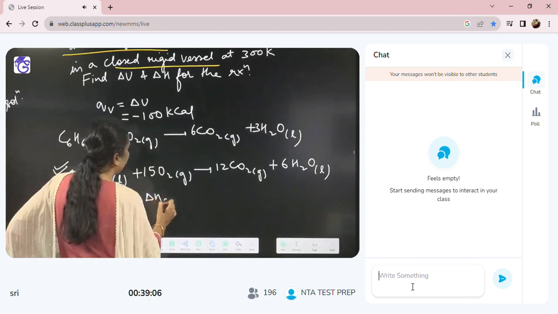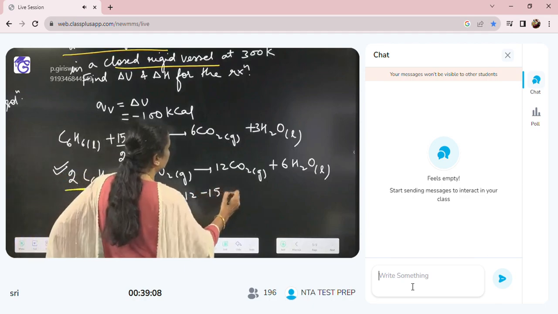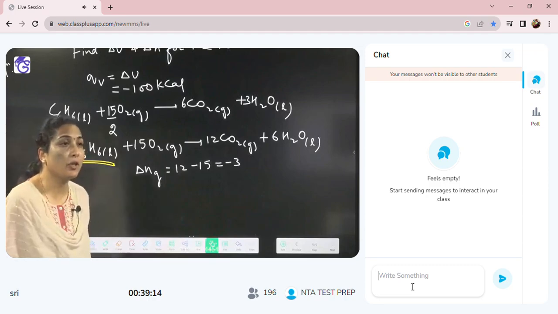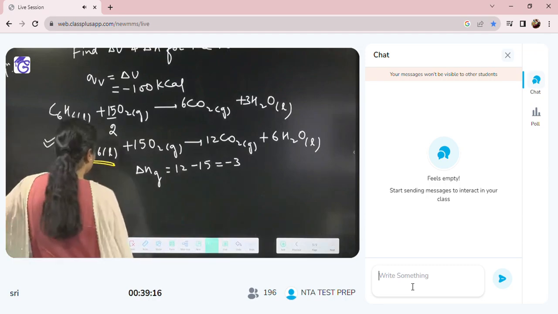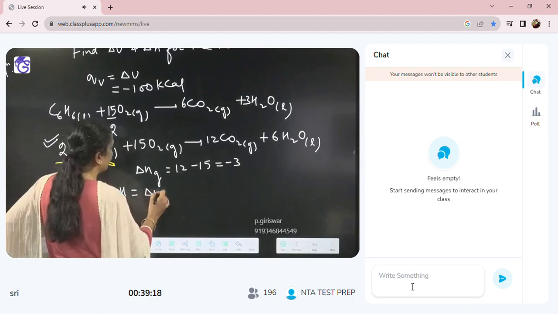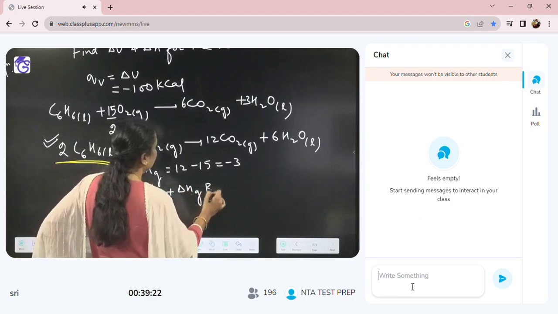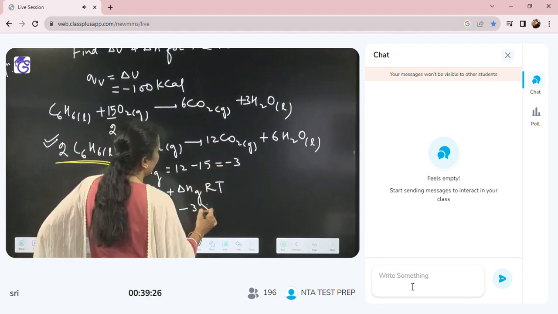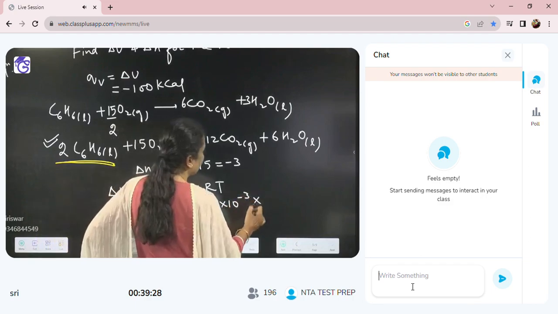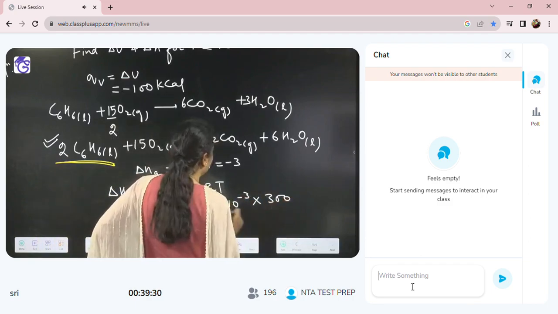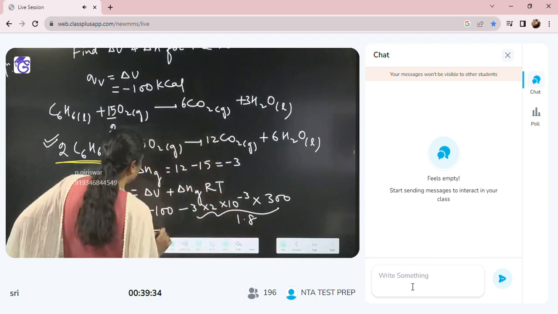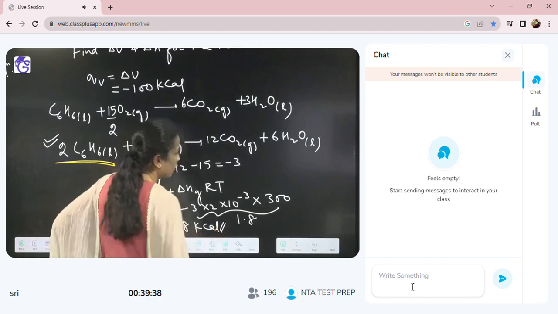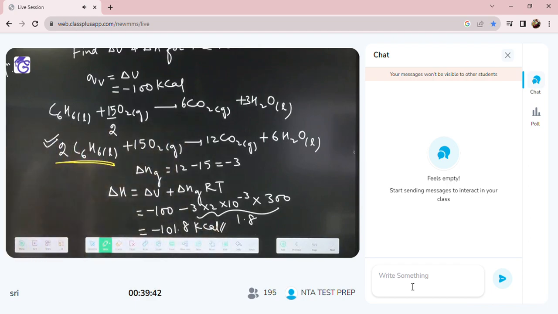So from here you find out delta Ng: 12 minus 15, which is minus 3. Otherwise some of you might have got the answer as minus 100.9 also, which is wrong. So you go for delta H is equal to delta U plus delta NgRT. Delta U is given, which is minus 100. This one is minus 3 for kilocalorie, 2 into 10 raised to the power of minus 3. And you are having here 300 Kelvin, which gives you, this one is 1.8. So ultimately you will end up with minus 101.8 kilocalorie. That is your answer. Are we able to get it?